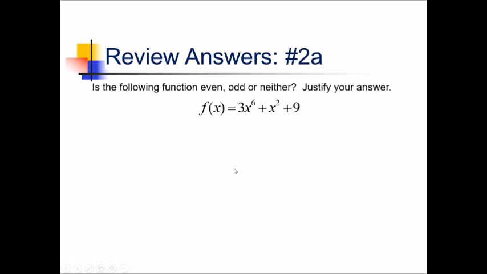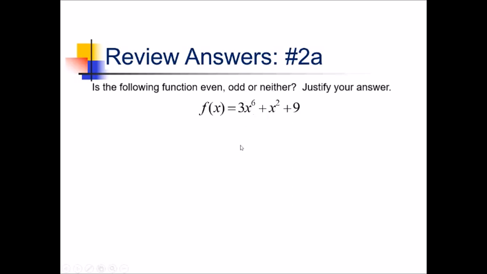On this problem, we're trying to figure out if this function is even, odd, or neither. So the quick way of telling if you have a polynomial like this one is to just look at the exponents and see if they're all even, constants counting as even. In this case, they are, so that would tell us this is going to be an even function. If all the exponents were odd, it would be an odd function. If it was a mix, it would be neither.